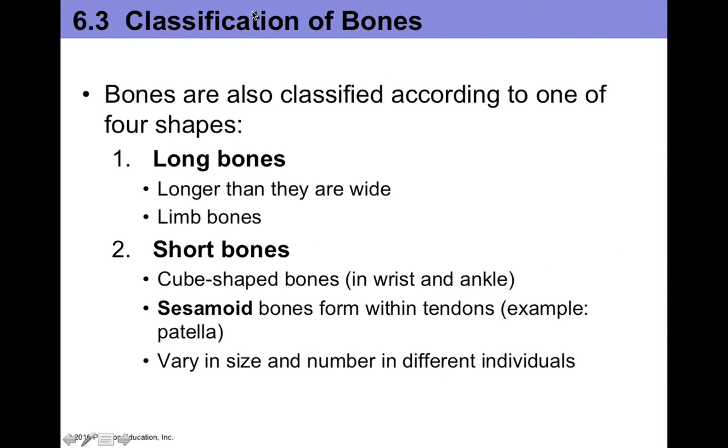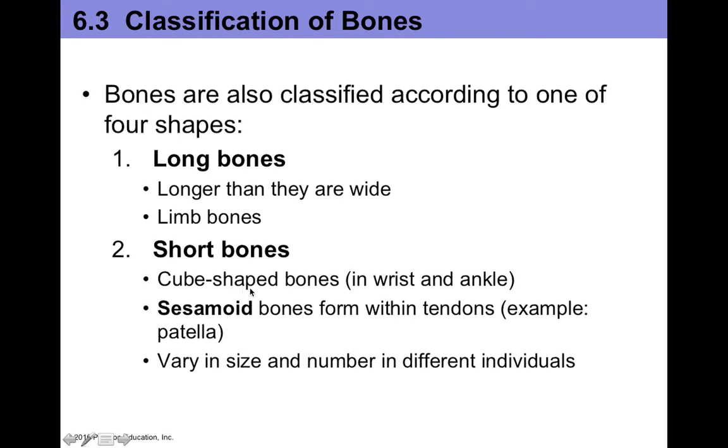Now, other ways we can classify bones are also based on their size and shape. So there's four major shapes that bones can come in. We have long bones, short bones, flat bones, and irregular bones. Long bones are longer than they are wide, hence the name. In fact, a lot of the bones of your limbs are considered long bones, like your humerus and your ulna, your radius, even your metacarpals and phalanges are all considered long bones.